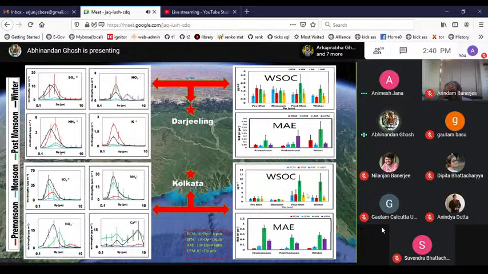While distinct seasonal variation was observed in Kolkata, you can see that post-monsoon and winter show high concentration. But if you look at the mass absorption efficiency of the water-soluble brown carbon, you can see that during pre-monsoon, it is high compared to the other seasons. That means the long-range transported biomass burning aerosol from the Eastern Ghat were more light absorbing compared to the continental haze.